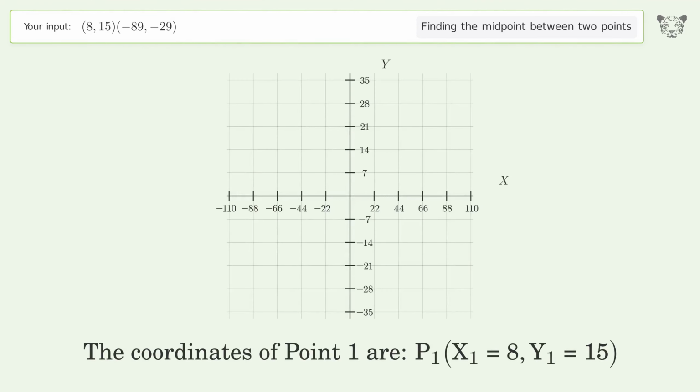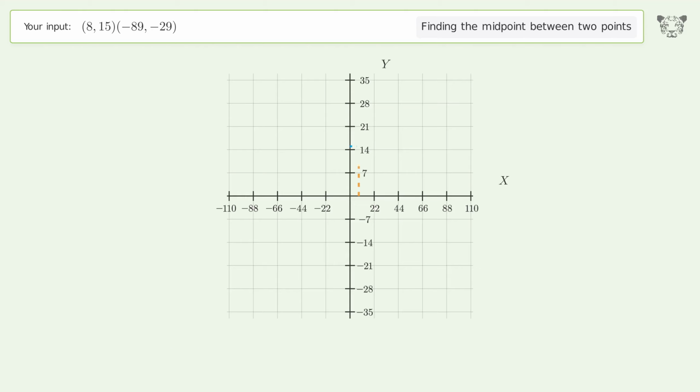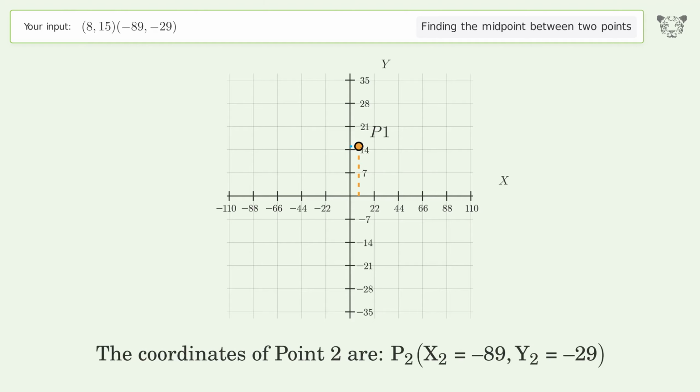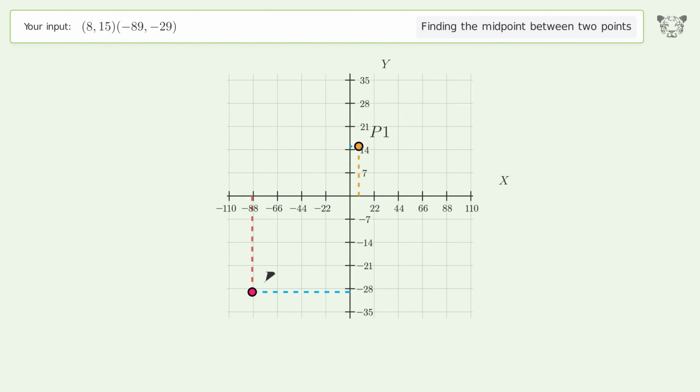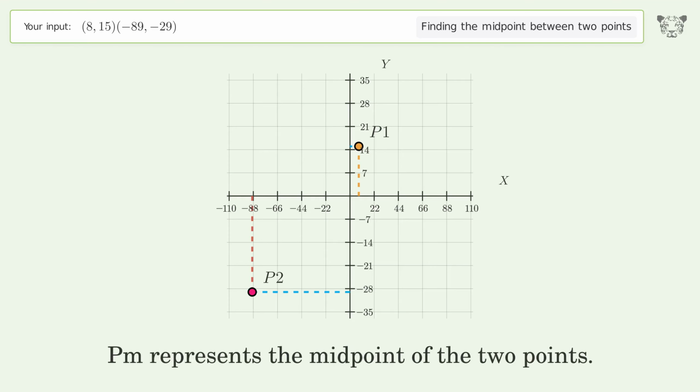The coordinates of point 1 are x1 equals 8, y1 equals 15. The coordinates of point 2 are x2 equals -89, y2 equals -29. PM represents the midpoint of the 2 points.